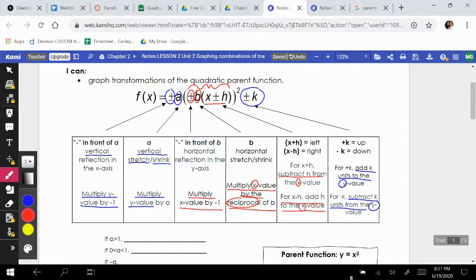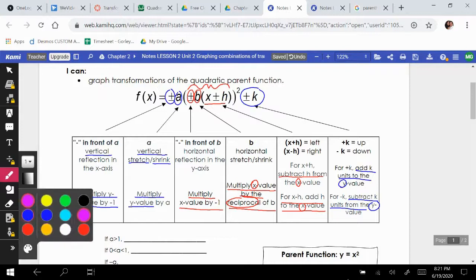Okay? Just something else to keep in mind when you're doing the transformations, you always want to move from left to right when you're listing the transformations. So start with the reflection out front, the vertical reflection, then do vertical stretch or shrink, then do horizontal reflection, then do horizontal stretch or shrink, then do left, right, then do up, down. You want to make sure that you're moving from left to right when you are constructing your XY transformation chart.